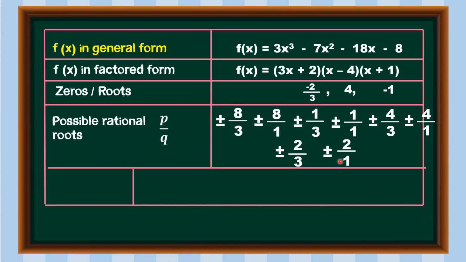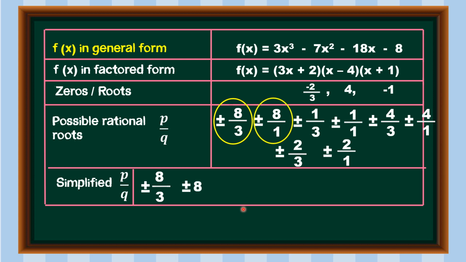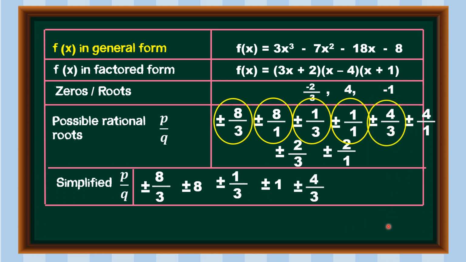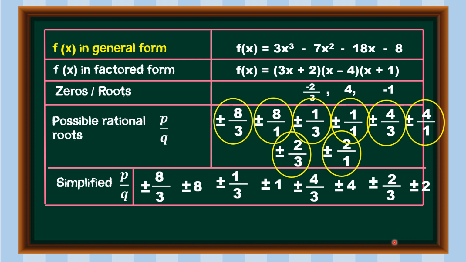Nire-write lang ulit. Ito yung huli nating nakuha. So, the simplified P over Q, 8 over 3, fraction na rin yun. Yun pa rin siya. And then we have 8 over 1 is simply 8. Diba? Positive and negative. 1/3 is still the same 1/3. 1 over 3, positive and negative. 1 over 1 is just equivalent to 1. 4 over 3 is just 4 over 3. Yun pa rin siya. 4 over 1 is 4. Positive and negative. 2 over 3 is 2 over 3 pa rin. Positive and negative. And 2 over 1 is 2.